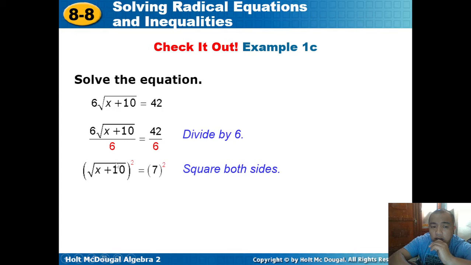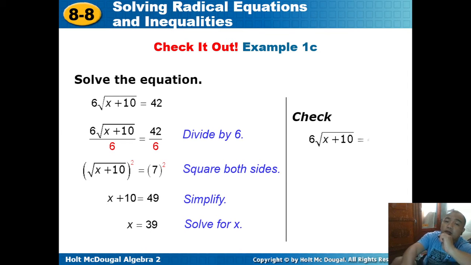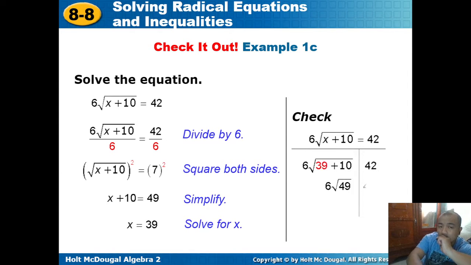Cancel na dyan. Square root of x plus 10 squared is x plus 10 equals 49. 7 squared is 49. Then from here, you subtract: 49 minus 10 is 39. That is now the answer to the given radical equation.